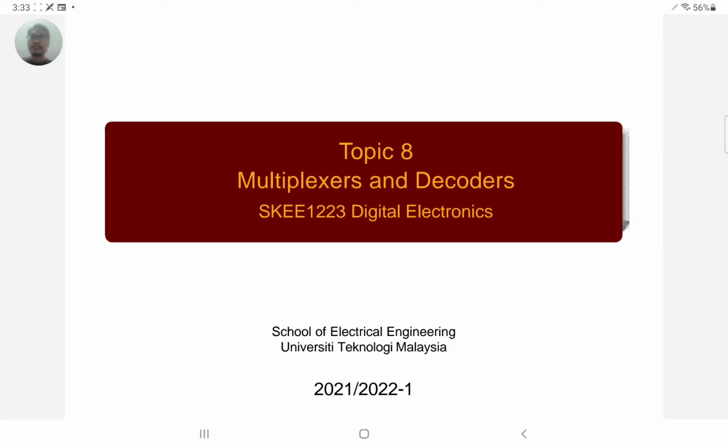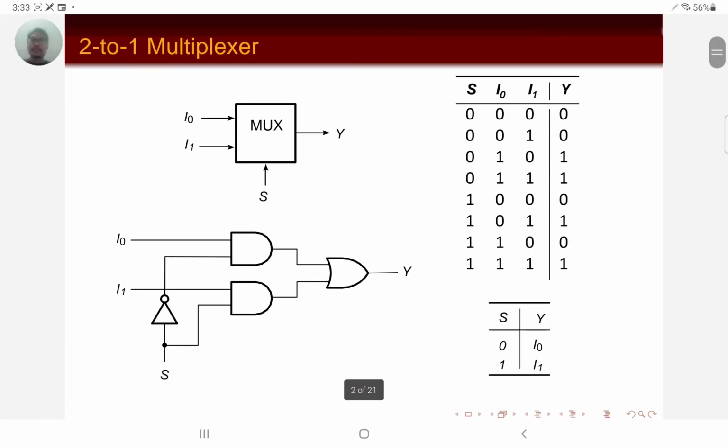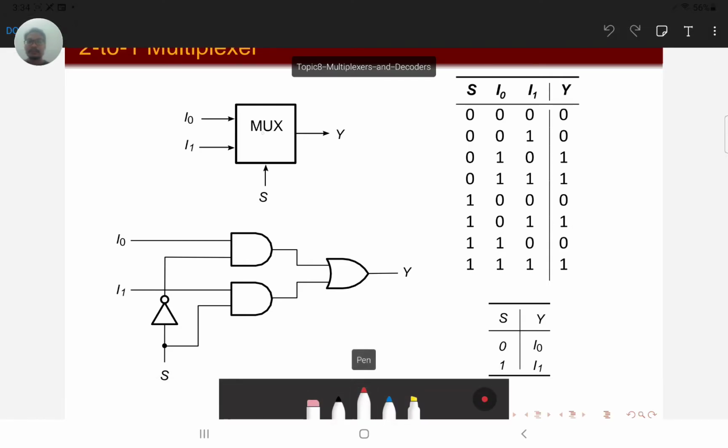Okay, so let's proceed with our next topic on multiplexers and decoders. First we're going to look at the multiplexer. There are several different kinds or sizes of multiplexers, and the first one we're going to look at is the simplest one, which is the 2-to-1 mux. The mux is also known as the multiplexer.